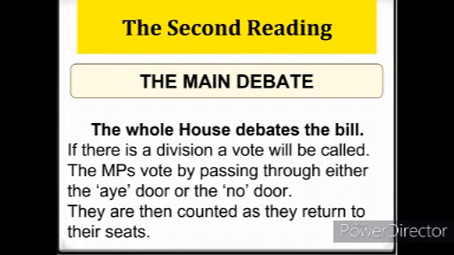So if an MP agrees with a bill, they will pass through the aye door. If they disagree with a bill, they will pass through a no door, and they are counted as they do so. Now, often MPs have to vote with their party. So Conservative MPs would have to go through the aye door if the bill is a government-sponsored bill, because they would have to show their loyalty.